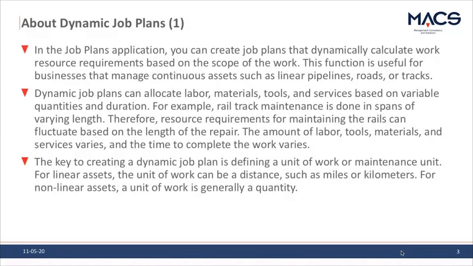For example, rail track maintenance is done in spans of varying length. Therefore, resource requirements for maintaining the rails can fluctuate based on the length of the repair. So the amount of labor, tools, materials, and services varies, and the time to complete the work varies. The key to quickly sum up this slide is that you can create a dynamic job plan to define the work unit or maintenance unit, for example, for linear assets. The unit of work can be a distance, such as miles or kilometers, and for nonlinear assets, a unit of work is generally a quantity.